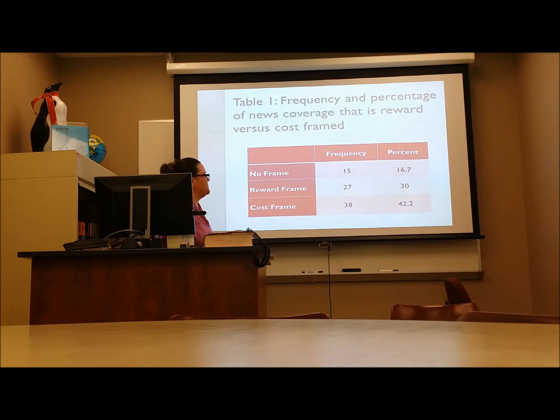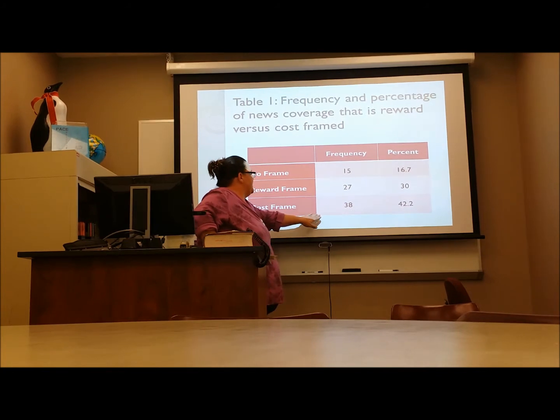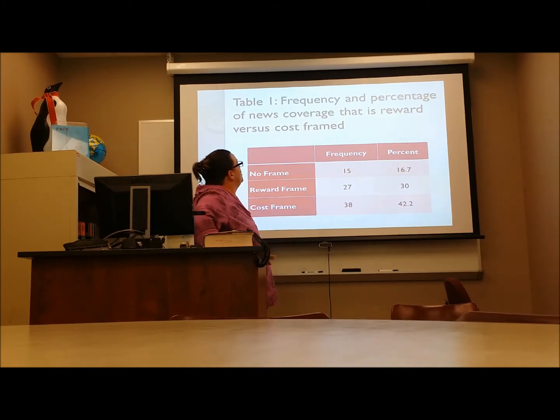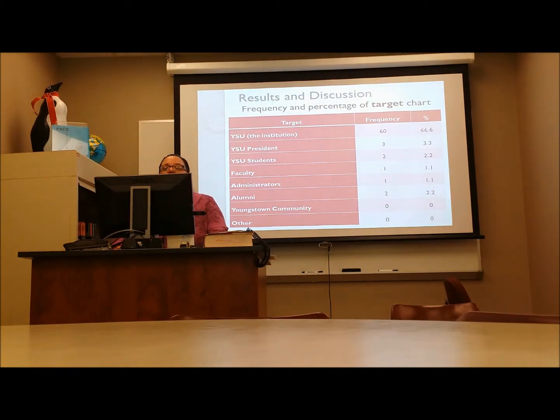As we look at this chart, we see that the agreement, again, was 89%, so that is good reliability. Here we see that the majority of our comments are cost framed, which means that they were negative. We looked at the reward frame. It's not too far behind, but we see that the media's lens causes respondents or commentators to respond negatively towards YSU. Next, we looked at the frequency and percentage of the target of each paragraph, and we looked at YSU as the institution. Right here, we're looking at the target.